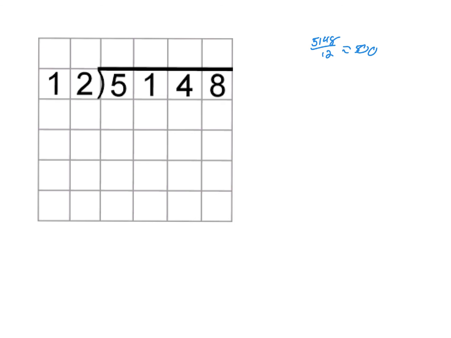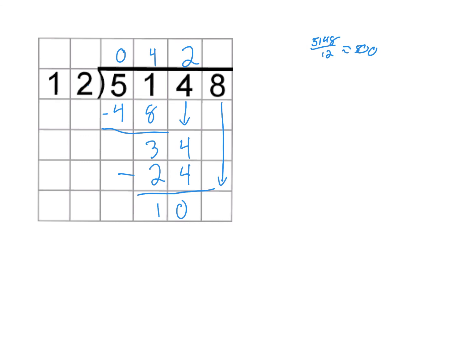All right, divide. 12 does not go into 5. 12 goes into 51, though. 4 dozen is 48. Multiply. Subtract. Bring it down. Bring it back. Do it again. 12 goes into 34. Well, I can count by 12s. 12, 24, 36. So it works 2 times. Multiply and subtract. Bring it down.